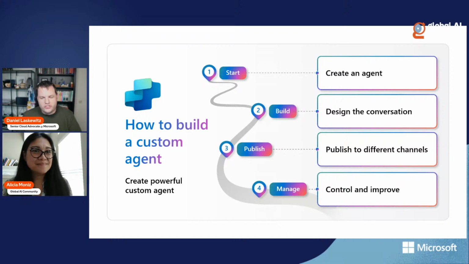Point 4, manage. Of course, when you are done with creating your agent and you have created all kinds of topics, edited data, and you have published it to different channels, you also want to make sure that you know what's happening within your agent. So you want to know for sure that it is doing the right things, that it is responding to the needs of the people that are using your agent. And that's where the last step comes in, and that's where you can control and improve.